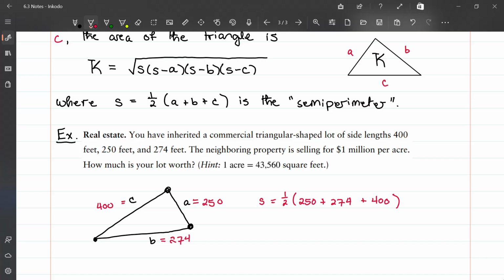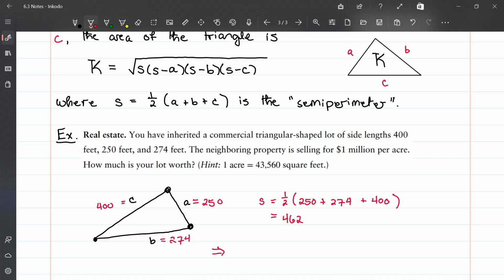Okay, with the semi-perimeter in front of us, written via the formula that we have up above, it looks to me like, from my calculator, we should be getting exactly 462.